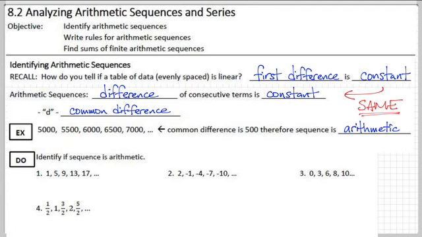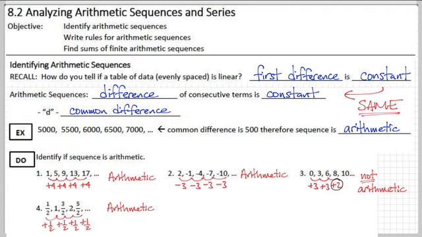Okay, here are the solutions. Everyone is arithmetic except for number 3. It looks like it is plus 3, but we see right here it's only plus 2.